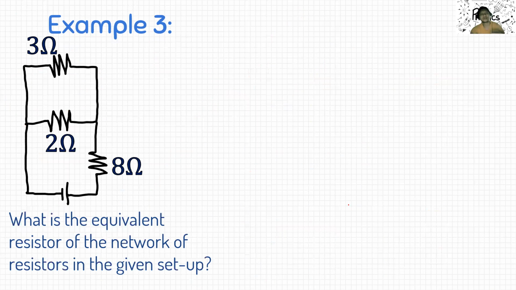So in this example number 3, we are going to have an actual computation. So we now have values. We have 3 ohms, 2 ohms, 3 ohms, and then 8 ohms. The question that we are going to answer is the equivalent resistor of the network of resistors. What is it if you combine everything? What is the value of its resistance?